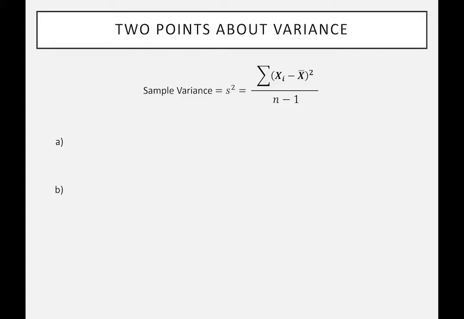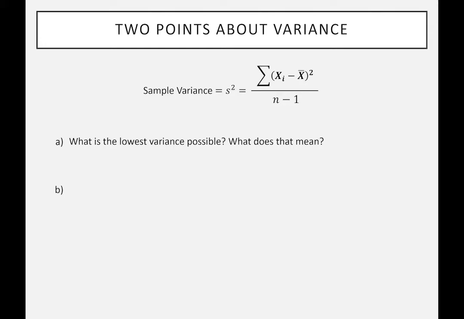So I want to make 2 points about this idea of variance. The first one is, what is the lowest variance possible? Well, 0. That would mean, like in the class a moment ago, everybody got the same mark. There's no variance at all. Everybody's at the mean, so they're not spread out in any way whatsoever. So you can never have a negative variance.